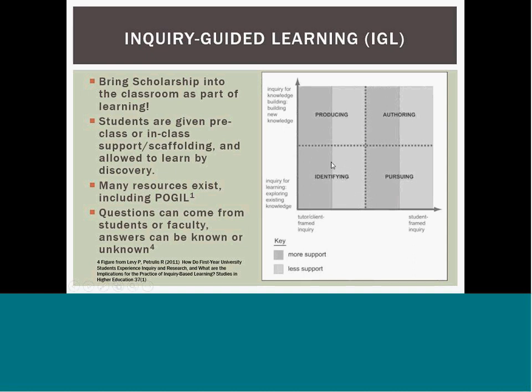The easiest way, I think, is this kind of idea of identifying. What this graph is basically saying is on the left here, this is where the teacher frames the inquiry or asks the question. And on this bottom, we have the idea of inquiry for exploring existing knowledge, so things that we know already. So this is mostly what I do in my class, which is I know the right answer, and I'm going to pose you a question, and I want you to work your way to the right answer, towards the knowledge that we have already.